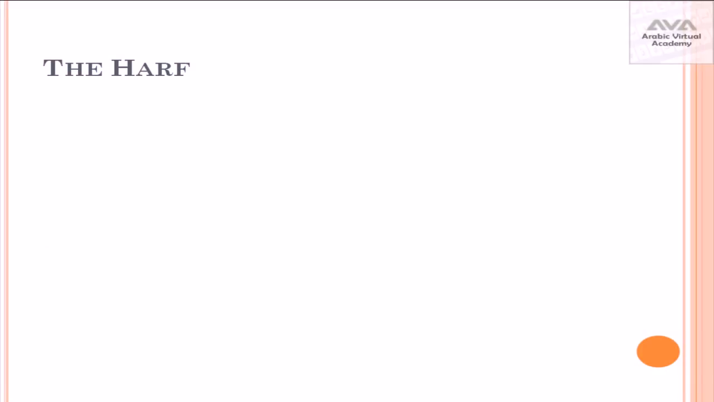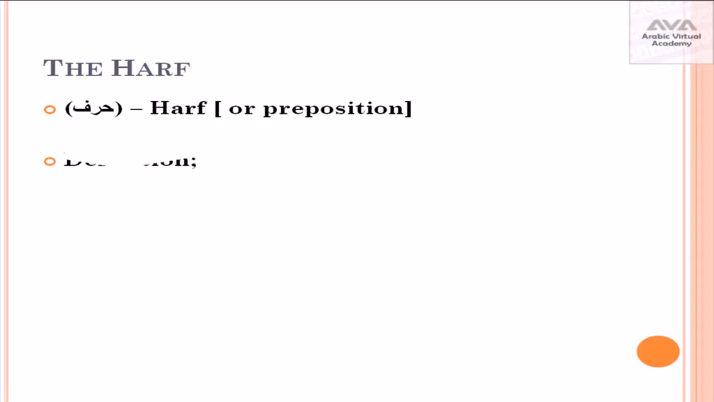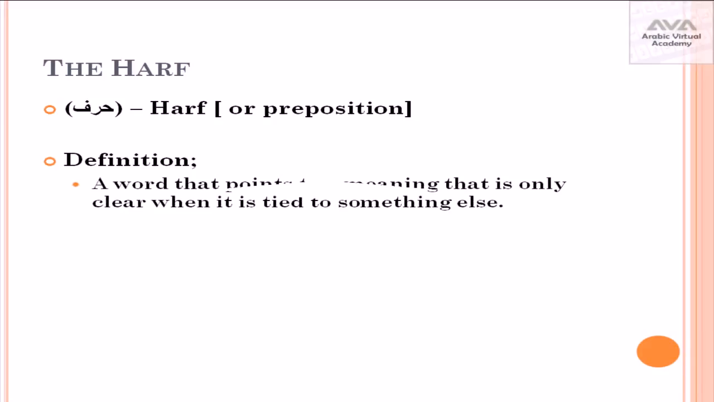And then you have al-harf. This is the third type of kalima in the Arabic language. And this is kalimatun dallat ala ma'na fi ghayriha. It is a word that points to a meaning, but only when it's tied into something else. It's tied into another word or another phrase or something along these lines. Basically meaning that the meaning is going to change depending on how it's used in the sentence.